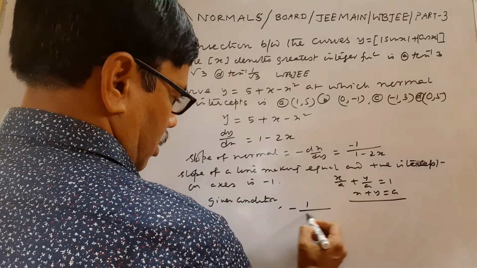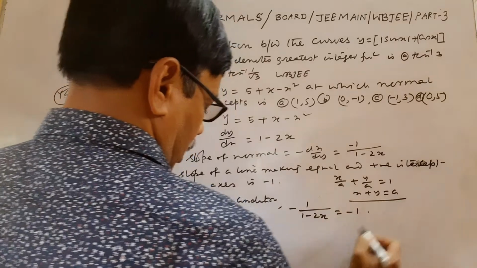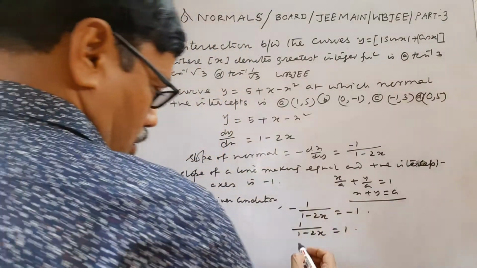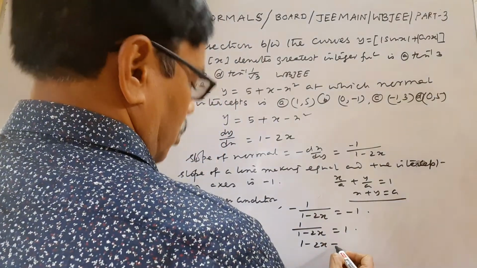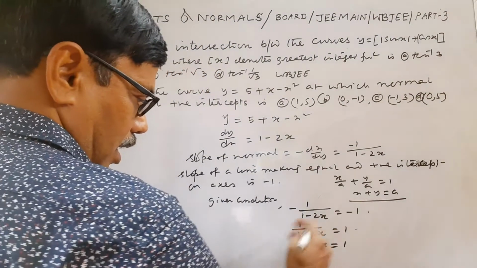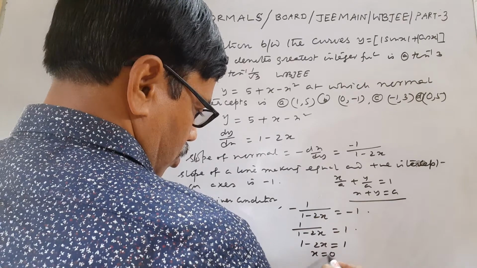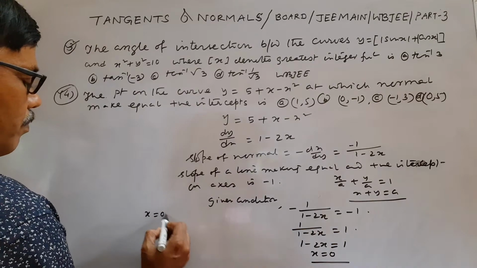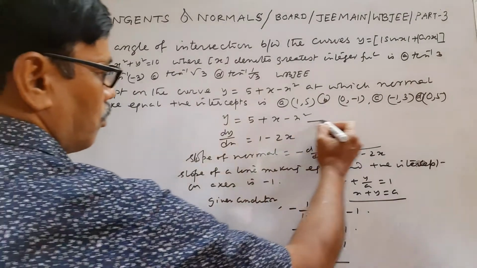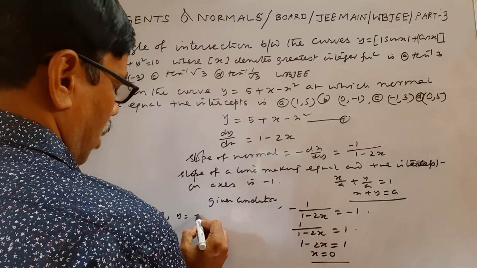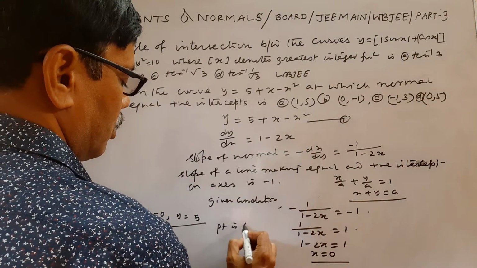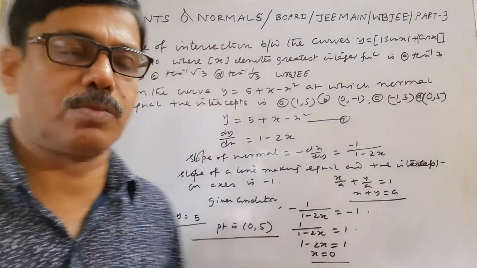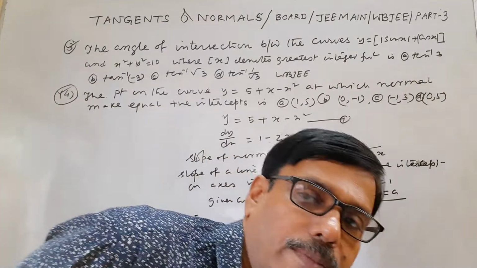So minus 1 by this equals minus 1. So 1 by 1 minus 2x equals 1. So 1 minus 2x equals 1. Taking reciprocal, x equals 0. So if x equals 0, then y equals, from the curve, 5. So point is (0, 5). This is a 1 or 2 marks problem. Simple one.